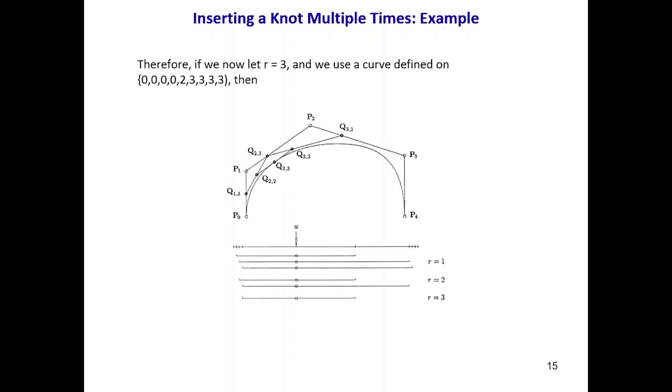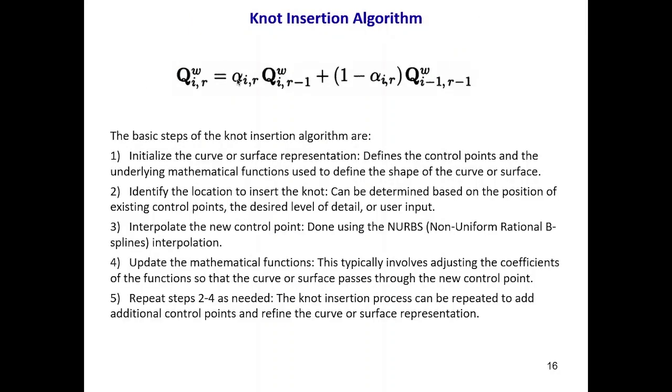r is equal to 3, and we use the curve defined like this. If we insert a knot 3 times, the curve will look like this. The shape of the curve is still the same and is not affected, but the new set of control points is inserted like this. Here the p's represent old control points, and the q's represent the new control points that are inserted. Here we can see how the new knot is affected with each insertion. We'll move on. Now let's get into the knot insertion algorithm.